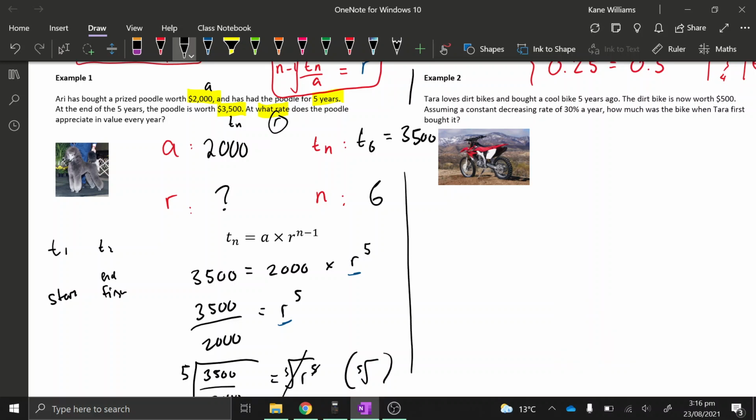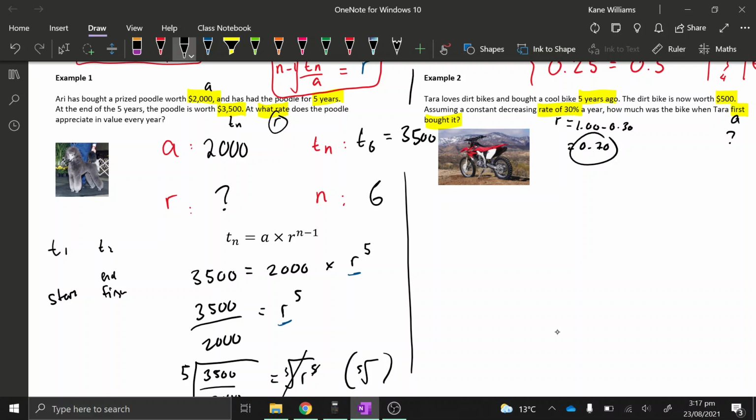Tara loves dirt bikes and bought a cool bike 5 years ago. The dirt bike is now worth $500. Assuming a constant decreasing rate of 30%, so that's going to be R then, 30%. How much was the bike when Tara first bought it? So first bought it, what does that mean? Well, when you first buy something, that's going to be your A. Now let's work backwards. That's your R. So is your R 0.3? No, it's not. It's 1 minus 0.3. Or 70%, or 0.7.